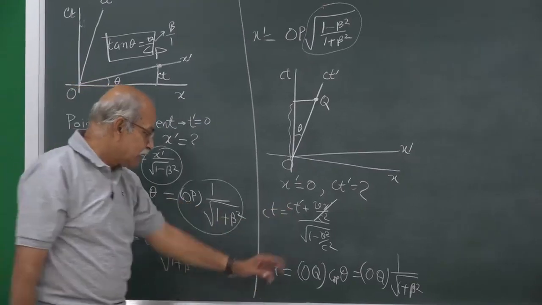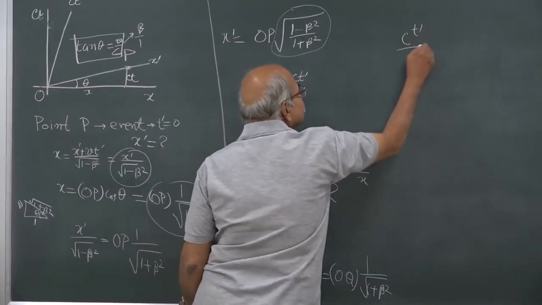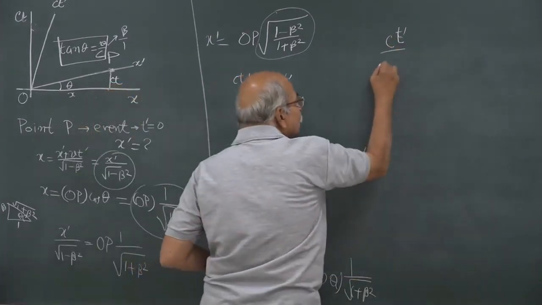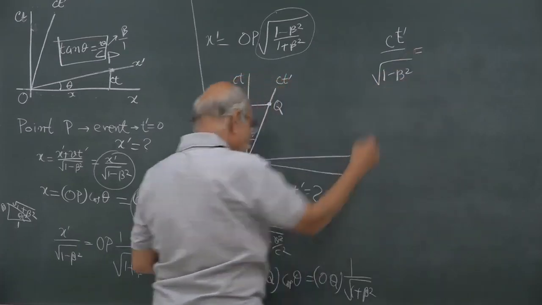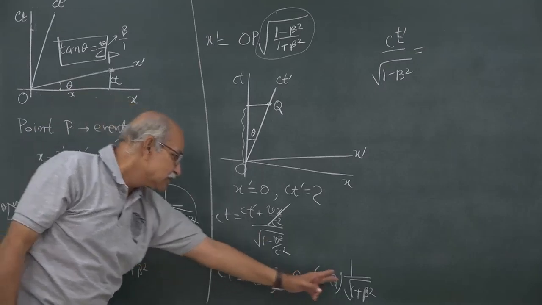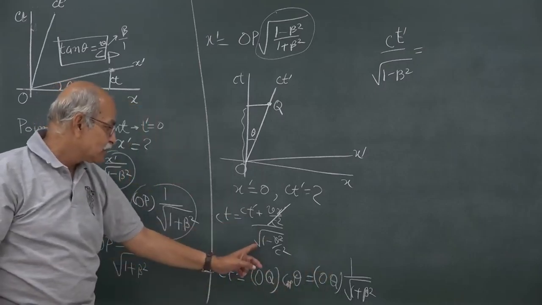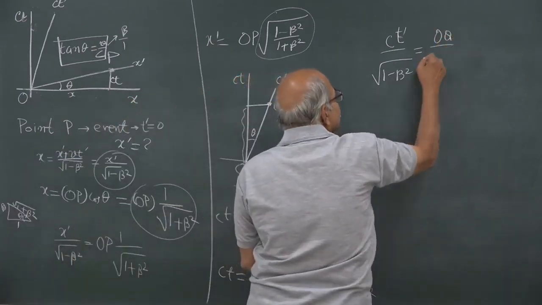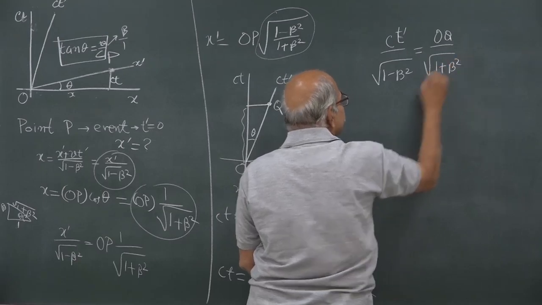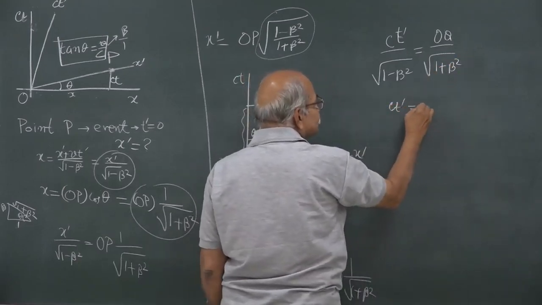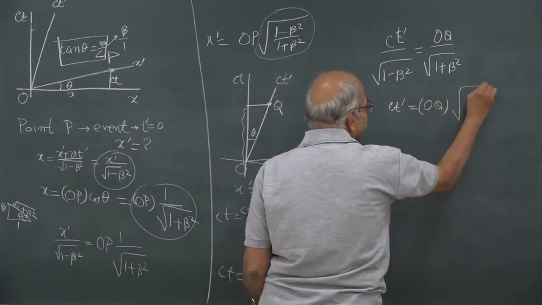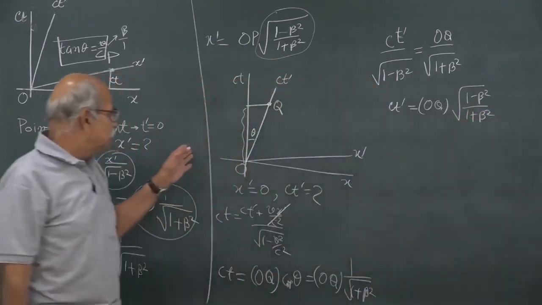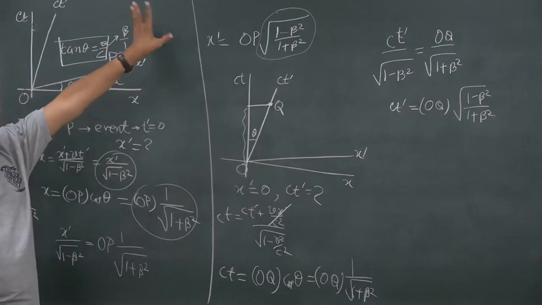Okay. So, this Ct prime divided by square root 1 minus beta square is equal to this quantity Ct, this quantity is also Ct. So, Ct prime divided by square root 1 minus beta square is equal to OQ divided by square root 1 plus beta square. So, Ct prime is equal to same factor OQ multiplied by square root 1 minus beta square over 1 plus beta square. So, for both the lines it is the same factor which is working.